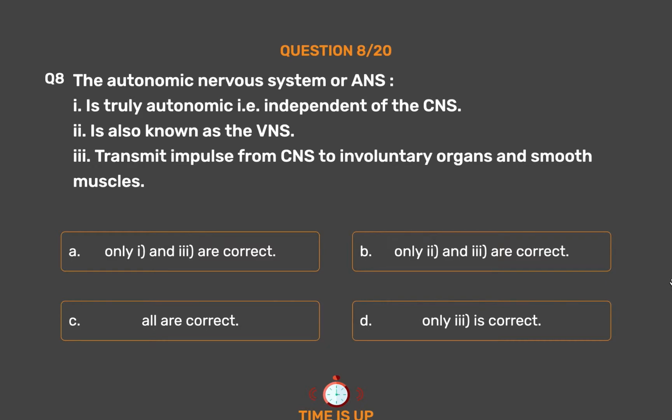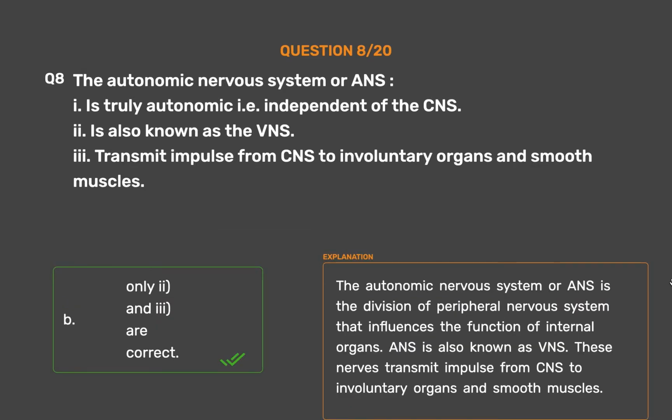The correct answer is Option B. Only 2 and 3 are correct. The autonomic nervous system or ANS is the division of peripheral nervous system that influences the function of internal organs. ANS is also known as VNS. These nerves transmit impulse from CNS to involuntary organs and smooth muscles.